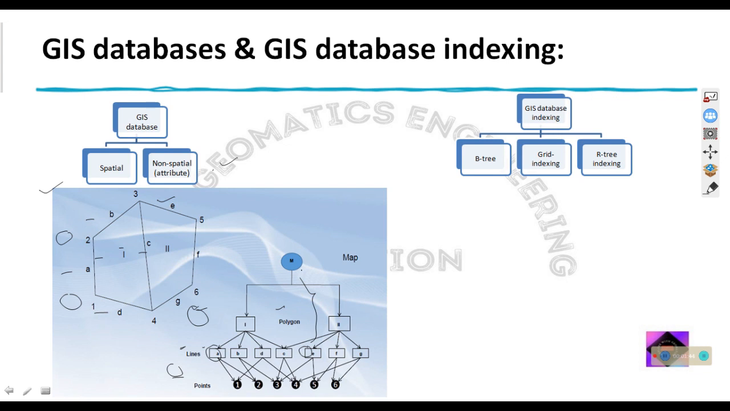In the network database structure, a many-to-many relationship can exist, so one child may have 2 parents. Because of this many-to-many relationship, the C line is dependent on both polygon 1 and 2. Here you can see the C line is shared by polygons 1 and 2. So C is taken only once in the network database structure, and data redundancy is reduced.